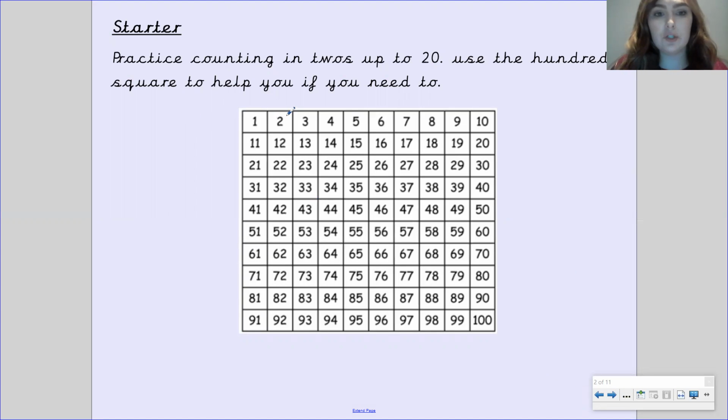Okay, right, so you should have gone 2, 4, 6, 8, 10, 12, 14, 16, 18, 20. What do you notice about those numbers that I've circled on the board? Do you know what the next number would be?